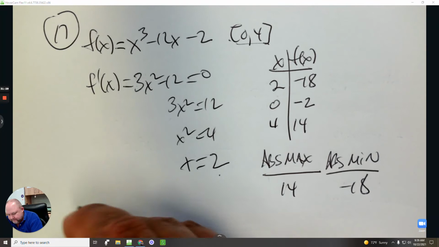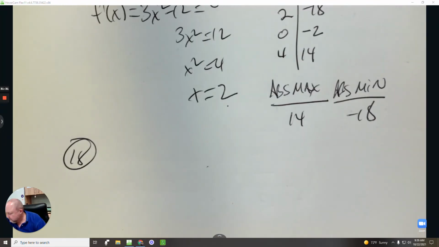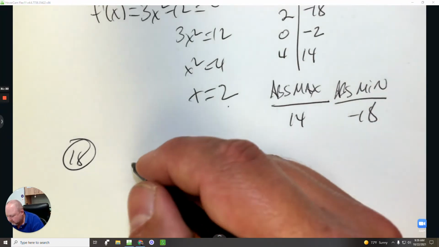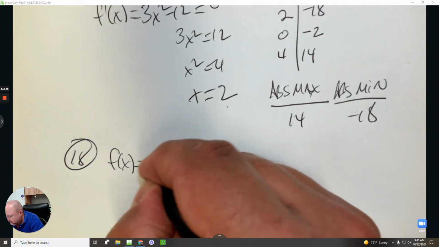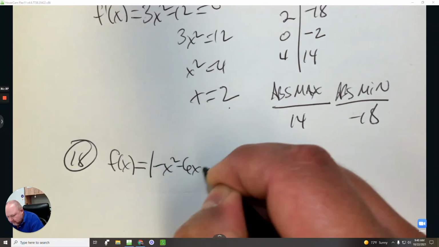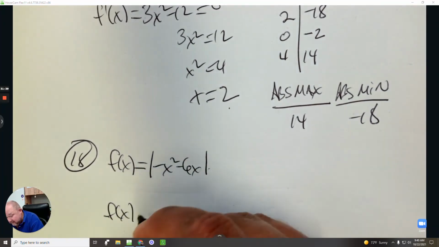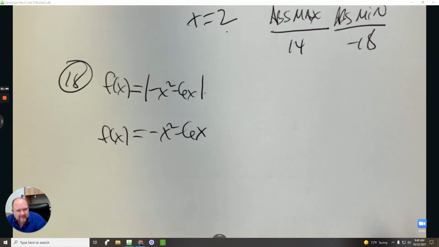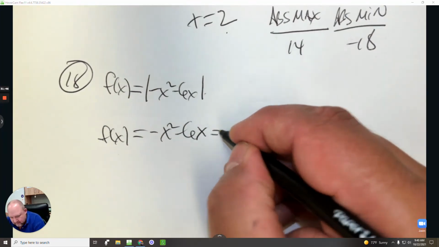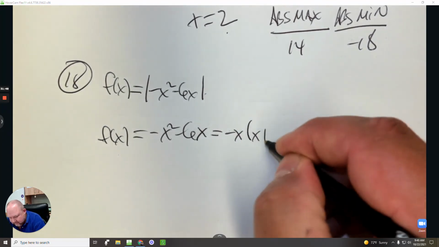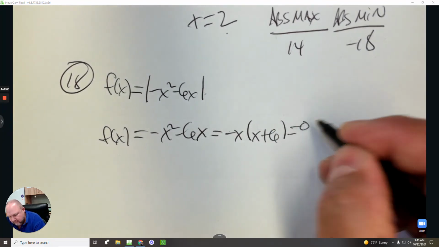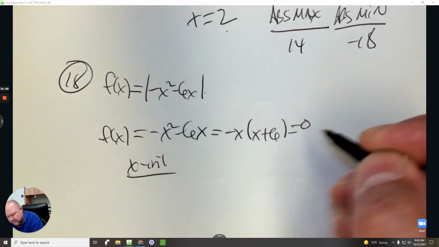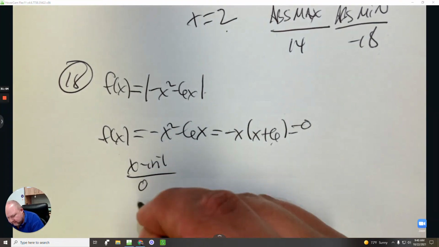Number 18. Without using a calculator, sketch this. So my goal is to sketch this. My first step is to sketch it without the bars and then reflect. So how do I do that? It's a parabola. Things I would look at: I would factor out negative x and realize the intercepts are at 0 and negative 6.